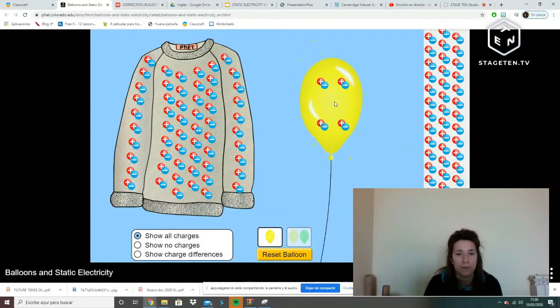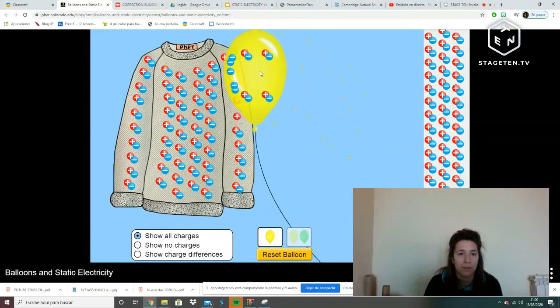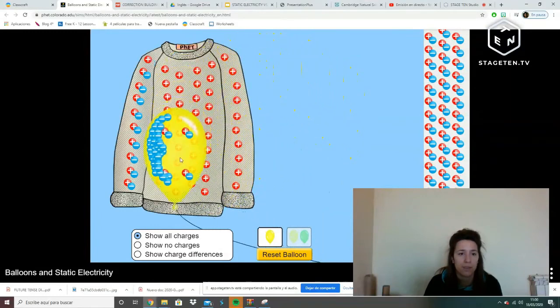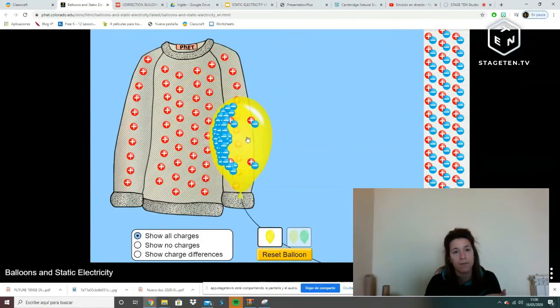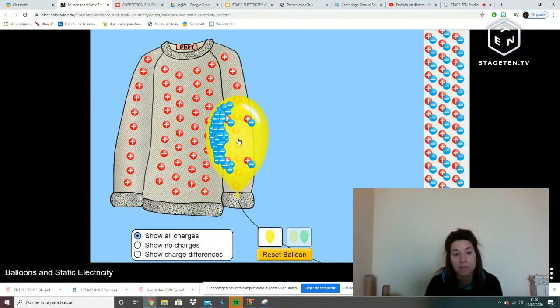Observe that if you rub the balloon against the jumper, the electrons move from the jumper to the balloon. So this is a situation of static electricity. The electricity is stored or accumulates in one place. There is an imbalance of charges because now we have the sweater that is positively charged and the balloon that is negatively charged.